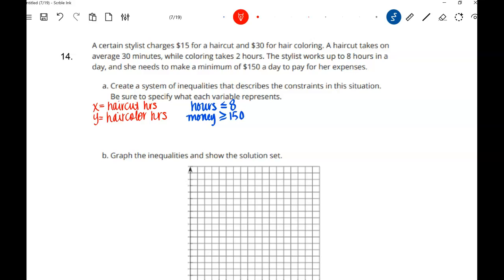Now when we translate that into our actual inequalities, a haircut doesn't take a full hour, so it's not going to be 1x, it's going to be 0.5x. And a hair color doesn't take just 1 hour, so it's not going to be 1y. It takes 2 hours, so that's going to be plus 2y, has to be less than or equal to 8. The money, a haircut is $15, so that's 15 per haircut. And for the coloring, it's 30 per coloring, and she wants that to be greater than or equal to 150.